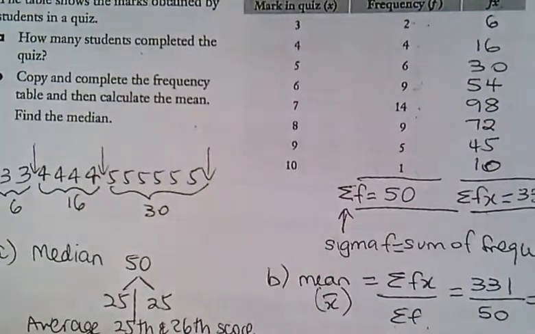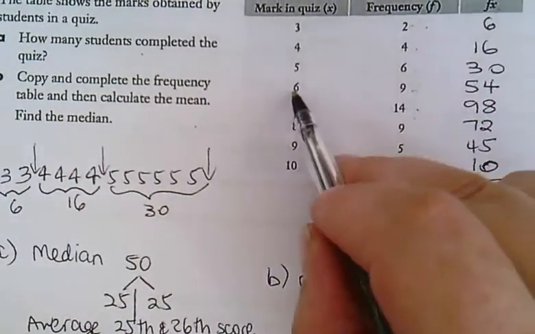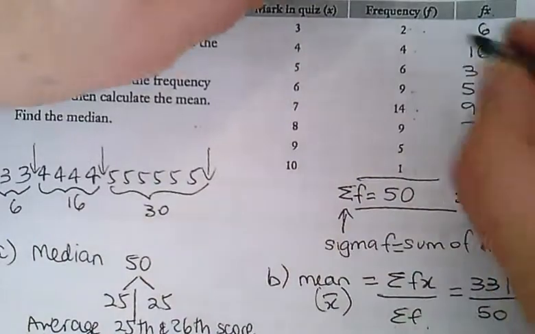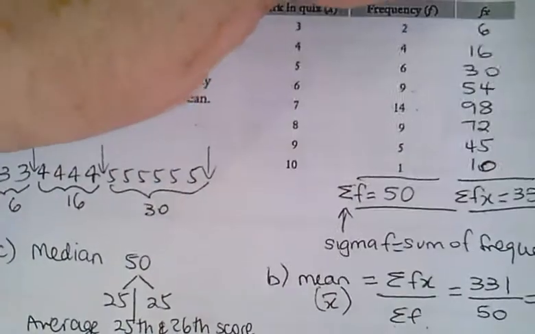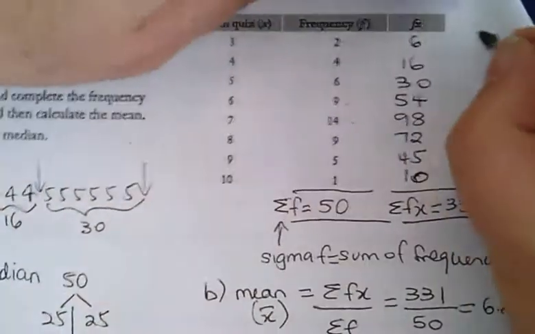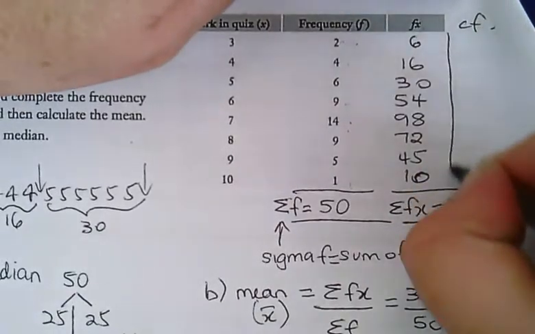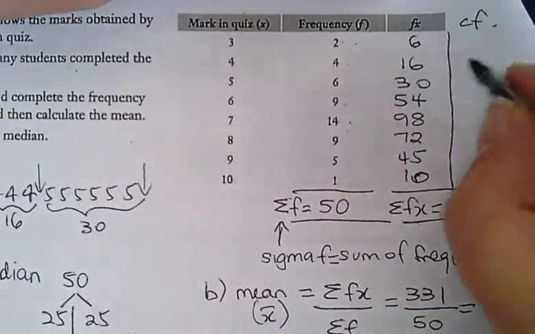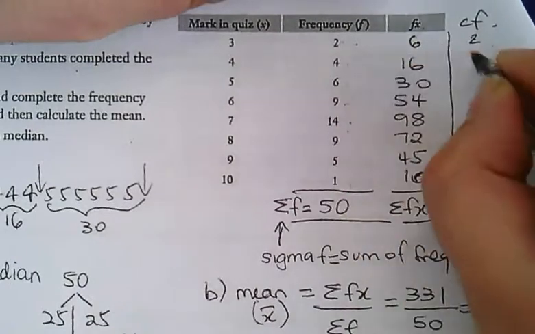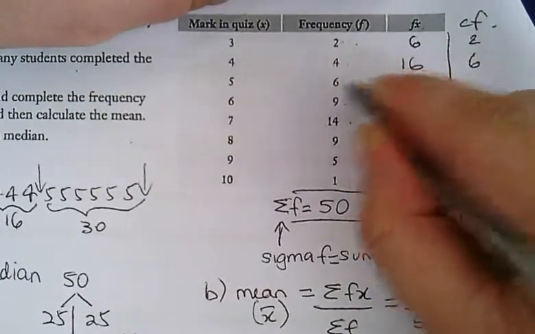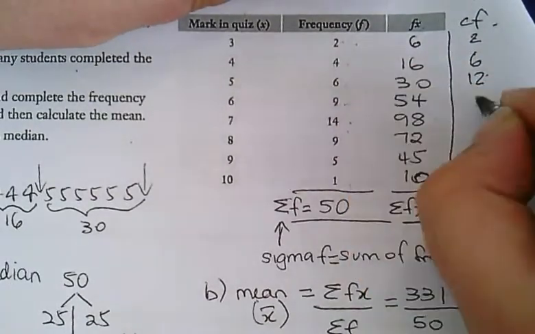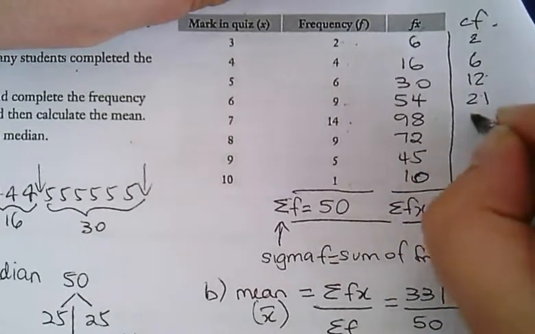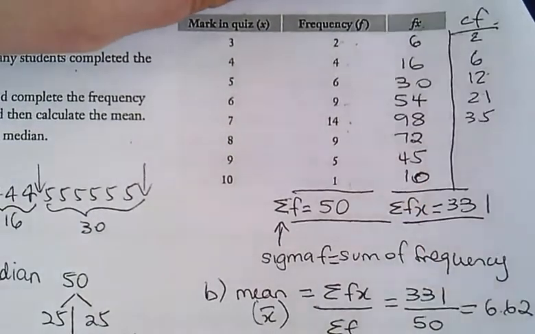Girls, do you know what cumulative frequency is? No. It's a running total of the frequency. It's called cumulative frequency. So far I've got 2 scores. 2 and 4 is 6. 6 and 6 is 12. 12 and 9 is 21. 21 and 14 is 35.